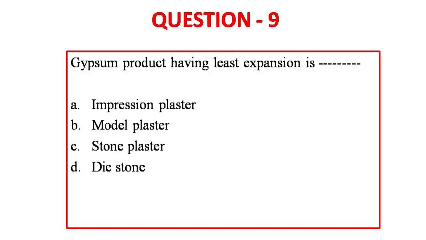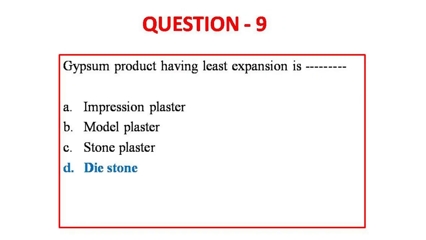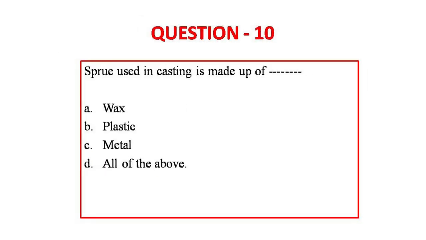Gypsum bonded product having least expansion is, they've given 4 options: impression plaster, model plaster, stone plaster, and dye stone. The answer to this question is dye stone. The gypsum product having the least expansion is the dye stone when compared to all the other dental plaster materials. So moving on to the last question, question number 10.